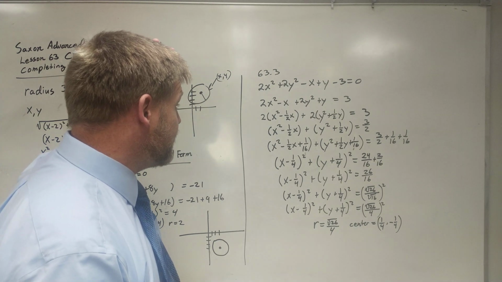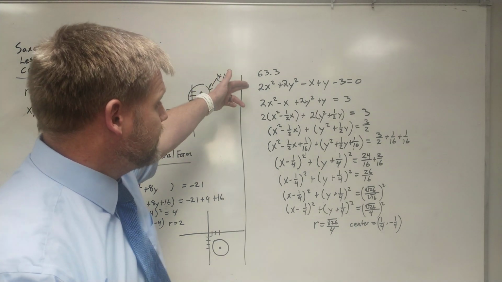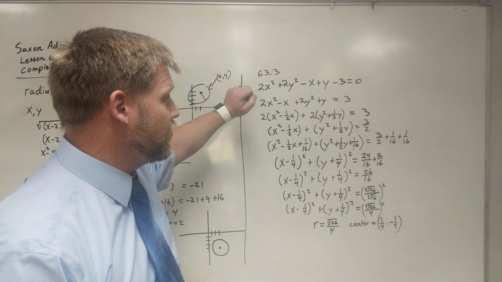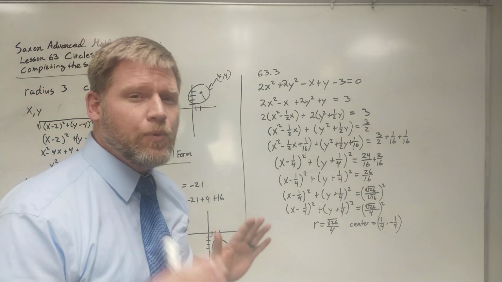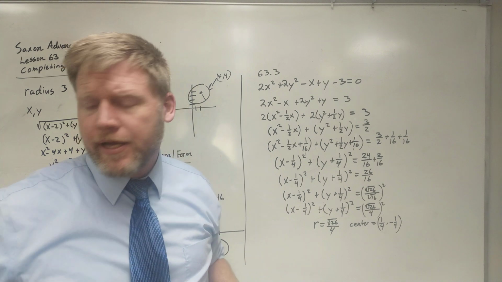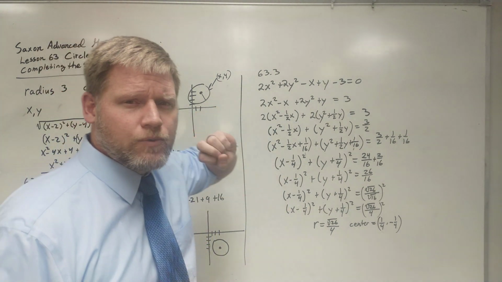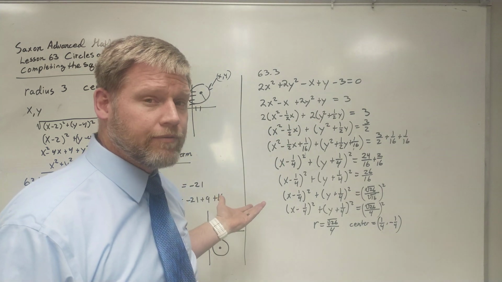This is example 63.3. And they gave us this one here, 2x squared plus 2y squared minus x plus y minus 3 equals 0. This one is more difficult, not because it's just a third example, but I jumped to this one because this one actually introduces something else that we have to do.